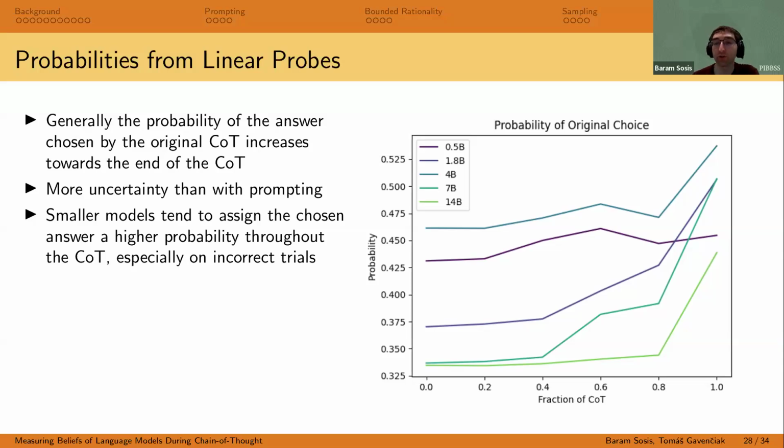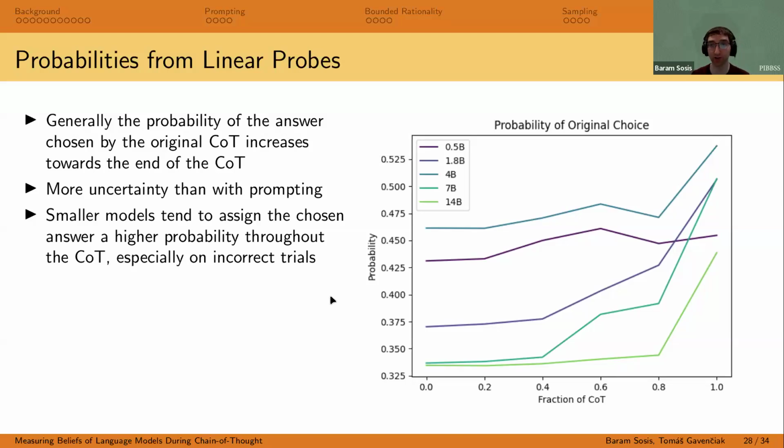An interesting feature, though, which we don't see earlier, is that the smaller models, like these two, which are the ones that get the wrong answer most of the time, these are the less well-performing models, assign a significantly higher probability to the chosen answer, even very early on in the chain of thought. This is what I was mentioning before. We see that in this plot as well, that these smaller, weaker models are more often relying on some sort of prior, I think.